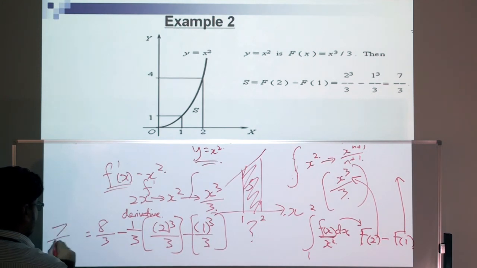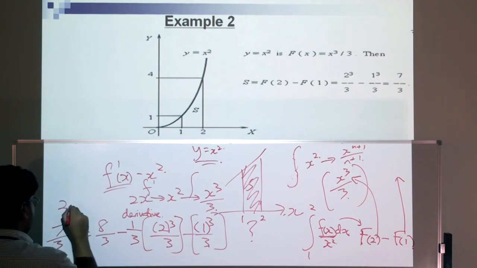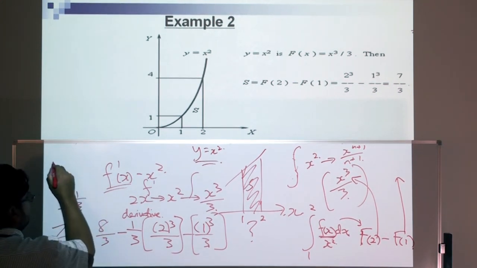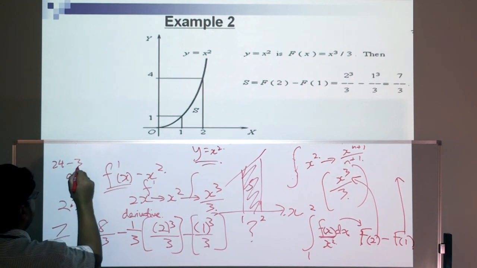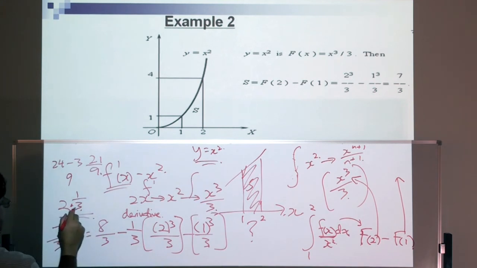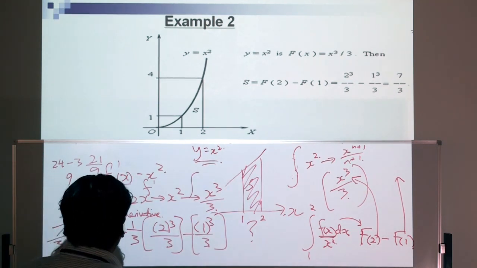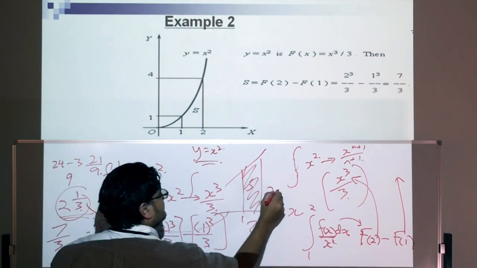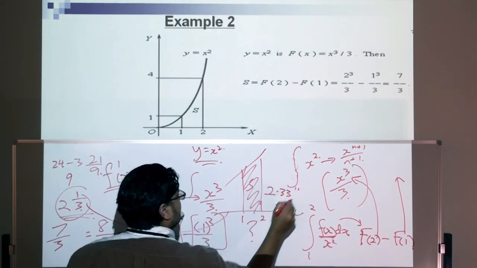Is that right? Which is 2 and 1/3. We did the long way. 3 threes are 9, 8 times 3 is 24, 1 times 3 is 3, 21 over 9, divided by 3. 2 and 1/3, or 2 and 1 over 3, or 7 over 3. So the area of S is 2.33 continuing.